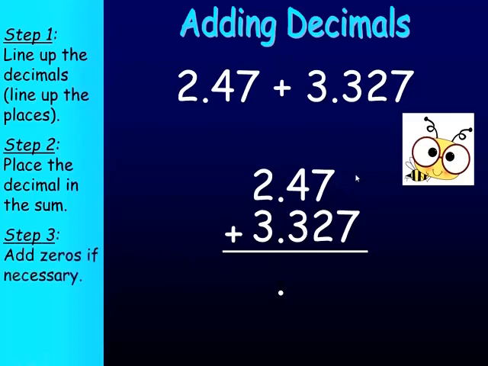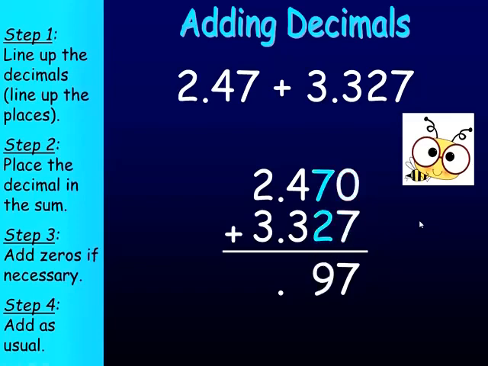Yes, we need to annex 0 here, because here we have 2 decimal digits, here we have 3 decimal digits, so I will add 1 zero. Now I will start adding. Of course, as we said before, we have to start adding from the right. So 0 plus 7 equals 7, 7 plus 2 equals 9, 4 plus 3 equals 7, and 2 plus 3 equals 5. So the sum is 5 and 797 thousandths.